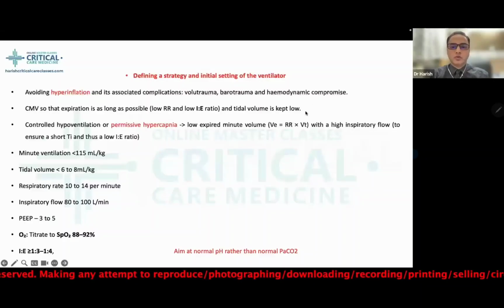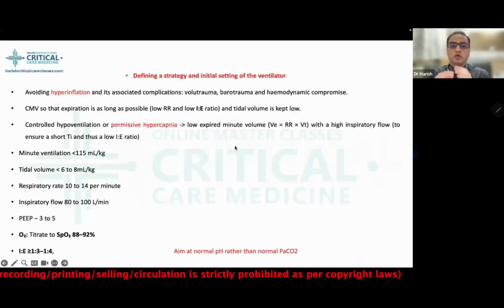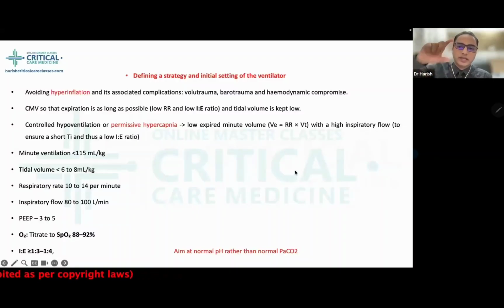Okay, so tidal volume is kept low to avoid dynamic hyperinflation. We call it controlled hypoventilation or permissive hypercapnia. So low expired minute ventilation, minute volume, with a high inspiratory flow. When you increase the inspiratory flow, obviously your inspiratory time is going to be reduced, so your expiratory time is going to be automatically increased.